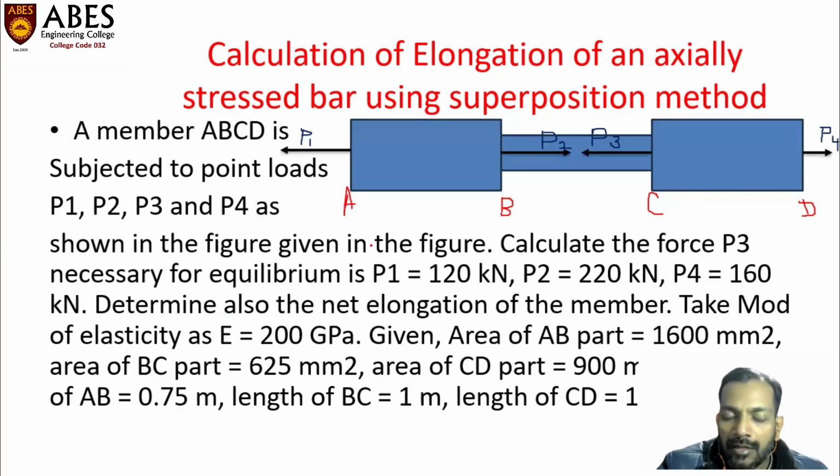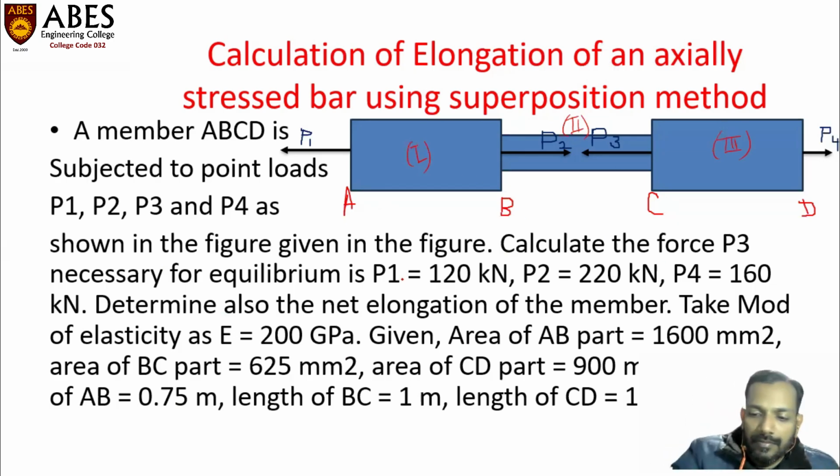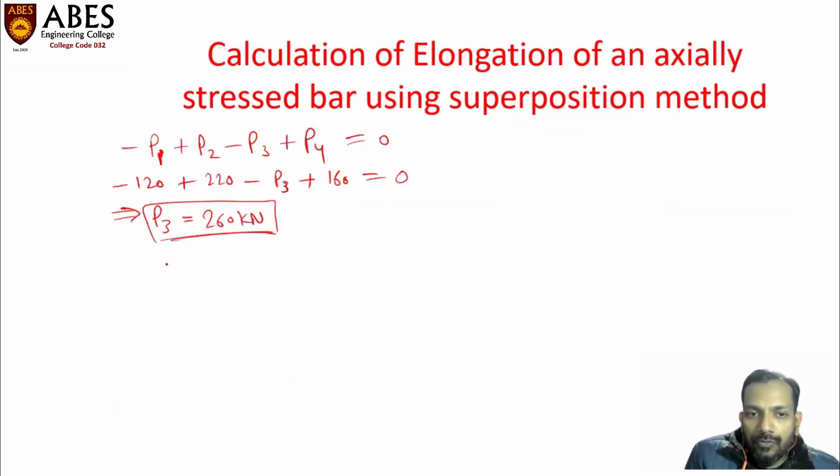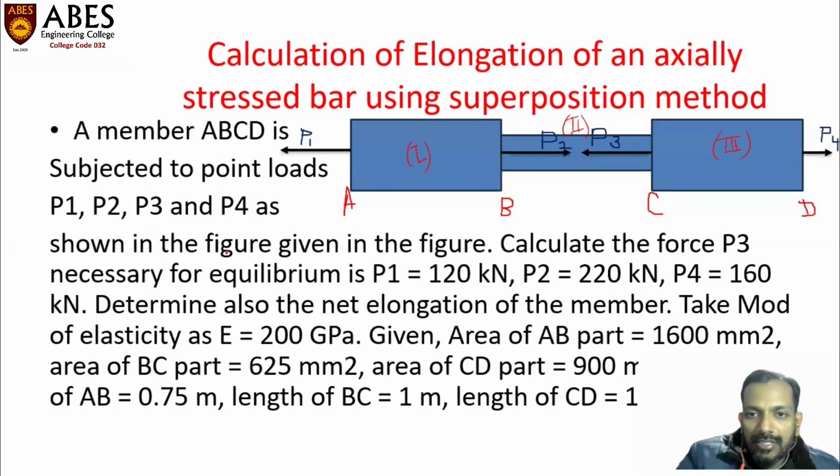Now, before applying the method of superposition, we will find what is the net force which is being transferred into these three members. Suppose this member is the first one, this is the second one, and this one is the third one. We will draw the individual free body diagrams of these three portions of the beam. So first member, AB. For AB part, look at this diagram.